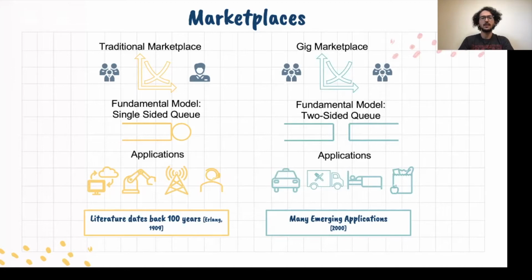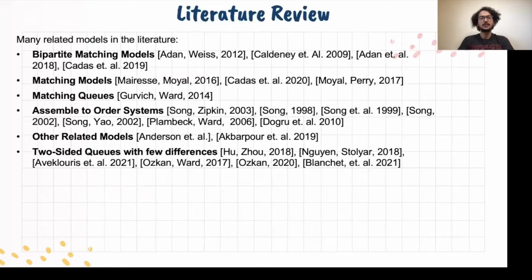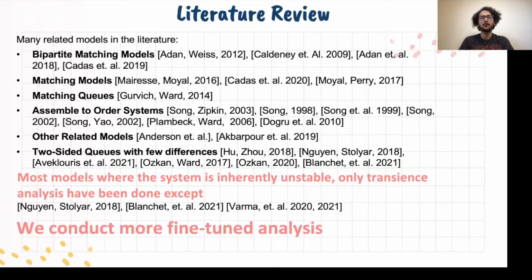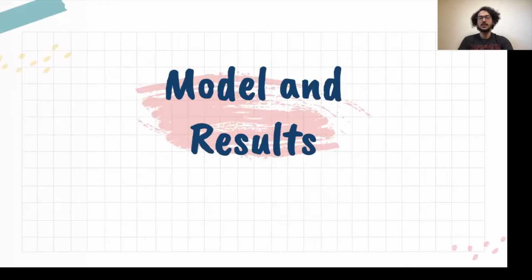Now let's take a quick sneak peek into the literature of two-sided queues. There are many models introduced in the literature that are closely related to a two-sided queue. Without going into much detail, I would like to point out that most of the literature focuses on transient analysis and there are only a few papers that conduct steady state analysis. On top of it, our work conducts a more fine-tuned analysis compared to the literature on steady state. In particular, we believe we are the first to completely characterize the distribution of the delay in a two-sided queue in the heavy traffic limit. Now let's talk more about the model and the results presented in the paper.